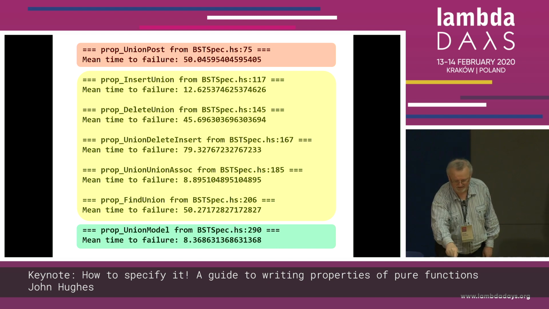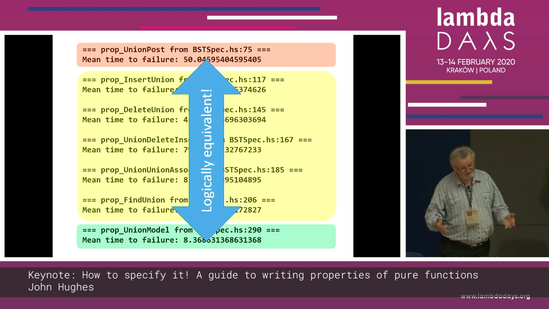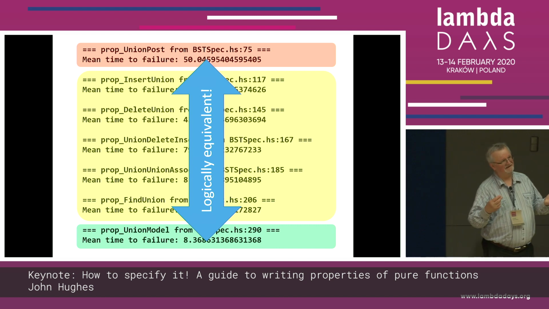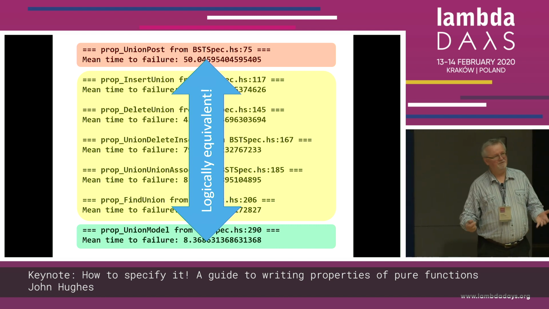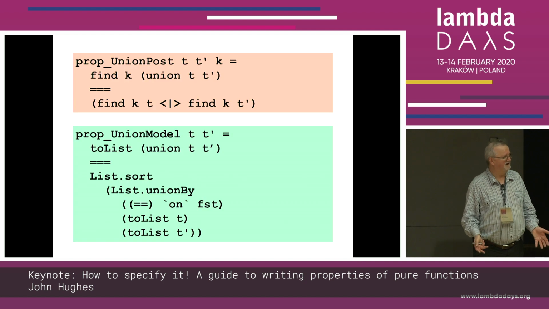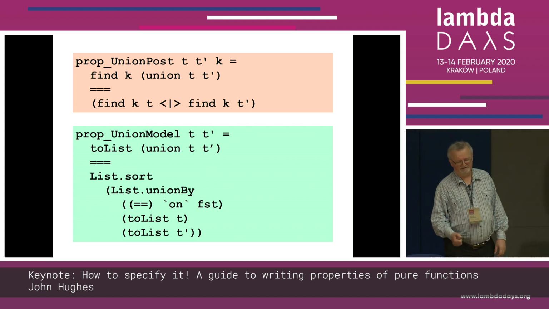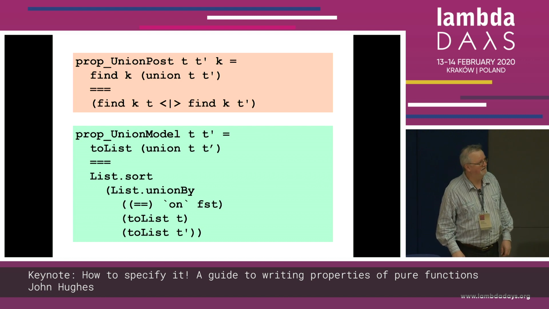The model-based one at the bottom requires 8.3 tests. So it finds it much, much quicker. Even though, if you think about them as logical statements, those 2 properties are logically equivalent. But one of them finds bugs much faster than the other. How come? It's actually obvious when you look at the code of the properties. You only have to read the first line of each property to understand why.